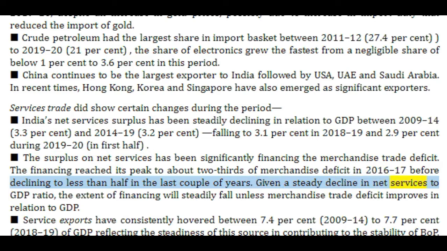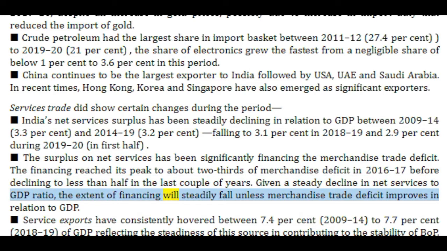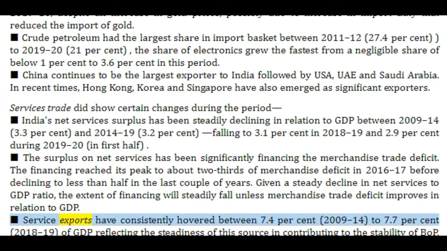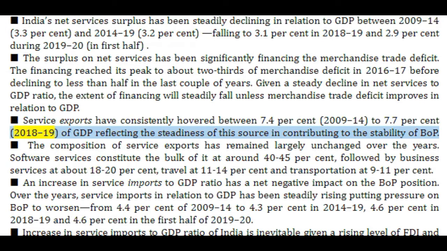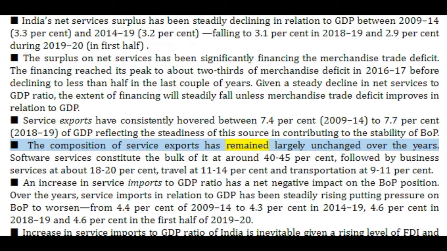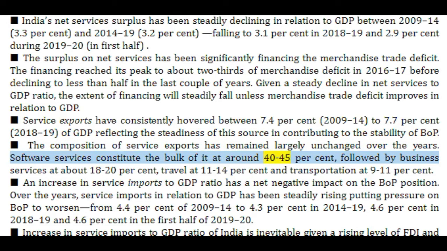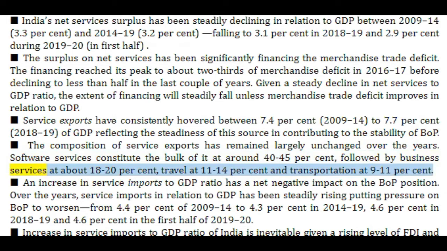Given a steady decline in net services to GDP ratio, the extent of financing will steadily fall unless merchandise trade deficit improves in relation to GDP. Service exports have consistently hovered between 7.4%, 2009 to 14, to 7.7%, 2018 to 19, of GDP, reflecting the steadiness of this source in contributing to the stability of BOP. The composition of service exports has remained largely unchanged over the years. Software services constitute the bulk of it at around 40 to 45%, followed by business services at about 18 to 20%, travel at 11 to 14%, and transportation at 9 to 11%.